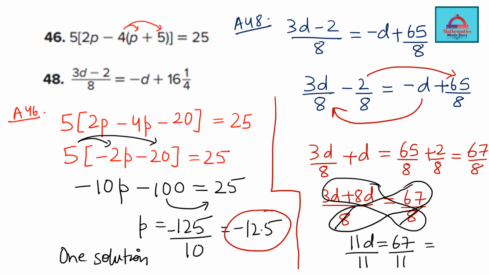Again, you are going to get a decimal here. So 67 divided by 11 is your final answer, which is 6.09. So this is the one solution for question 48.